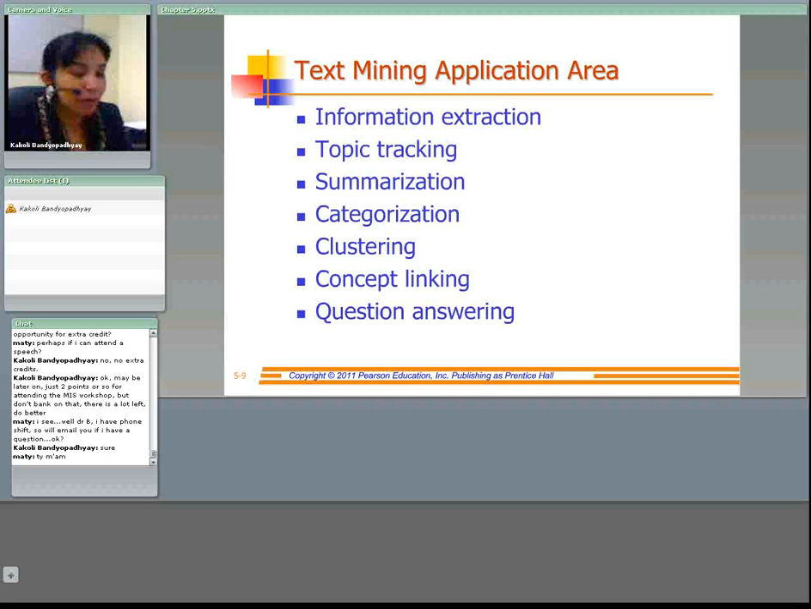Summarization summarizes a document to save time on the part of the reader. Categorization deals with identifying the main theme of the document and placing it in a predefined set of categories. So it identifies the main theme of the document and places it in a category which has been predefined. Concept linking basically connects related documents by identifying their shared concepts.